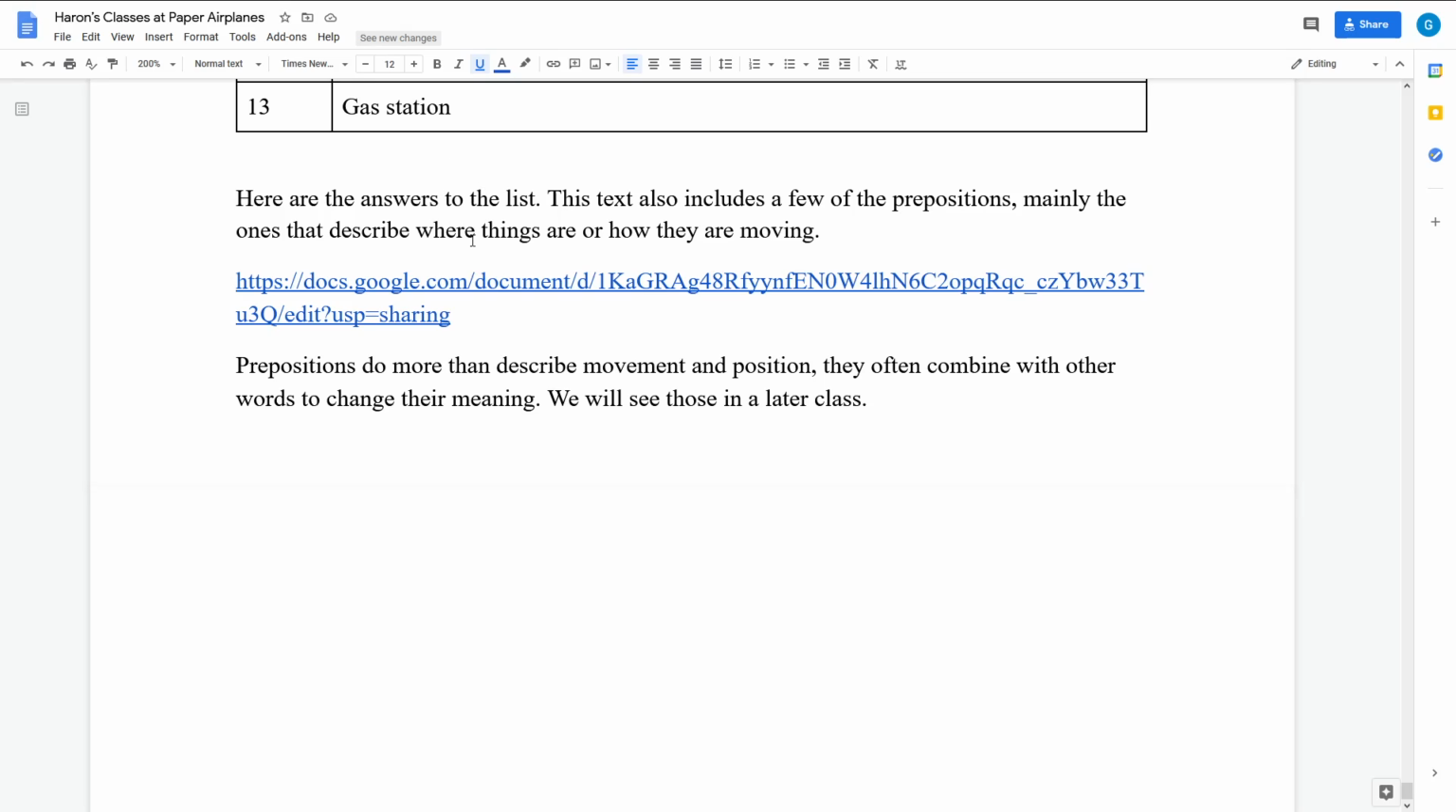The answers to the list are here, and I've also underlined some of the prepositions in this document. But prepositions, as I said, do more than describe movement and position. They often combine with other words to change their meaning. We will see those in a later class.